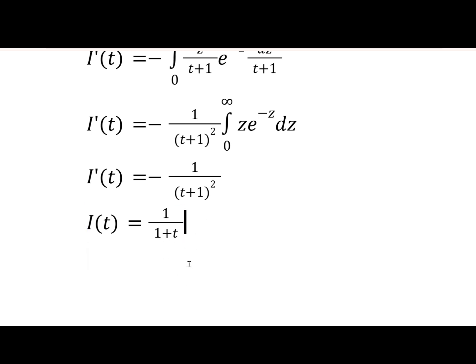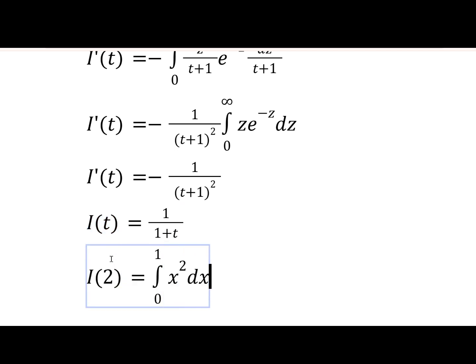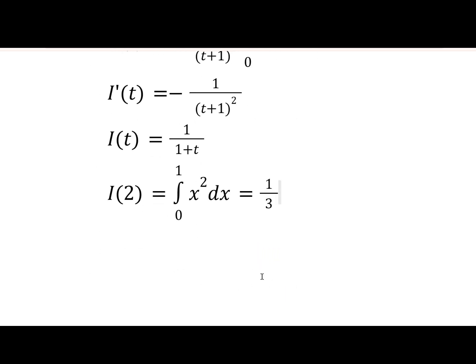So I of t is just 1 on 1 plus t, which is a bit difficult to work out, but luckily we did it. And now we just need to plug in I of 2, because the target integral was x squared, and that gives 1 on 1 plus 2. And I believe that's 3, but you can check that for yourself. And there we go, we are done. The integral is 1 over 3.